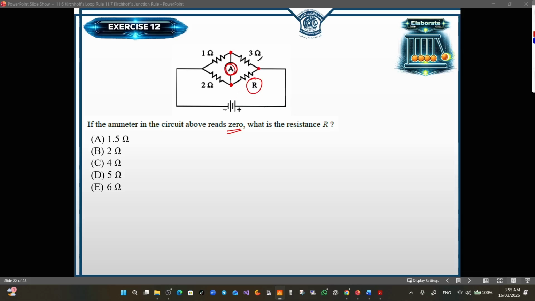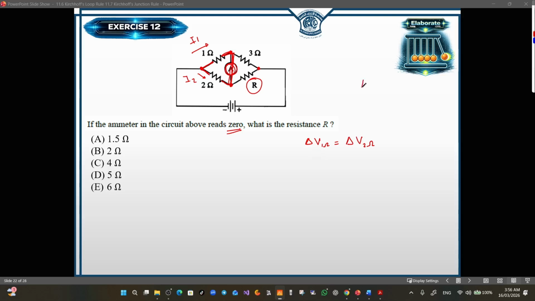As you can see here, the 3 ohm and the R are connected in parallel, as well as the 1 ohm and the 2 ohm. Although we have an ammeter, the ammeter is just a measurement device, so we can ignore it, and we can say that the 2 ohm and the 1 ohm are connected in parallel with each other, because we have two terminals in common from this side and from that side. Now we can write that the delta V of the 1 ohm is equal to the delta V of the 2 ohm. Let's call the current here I1, and the current here I2.